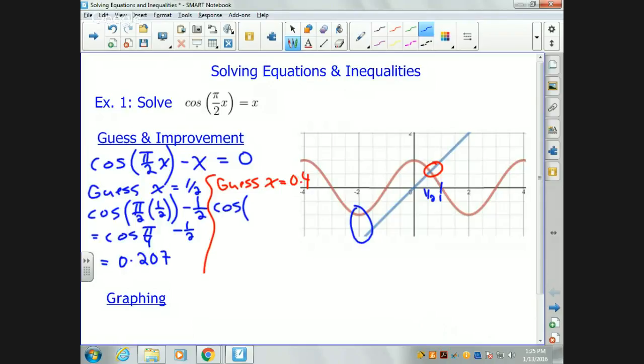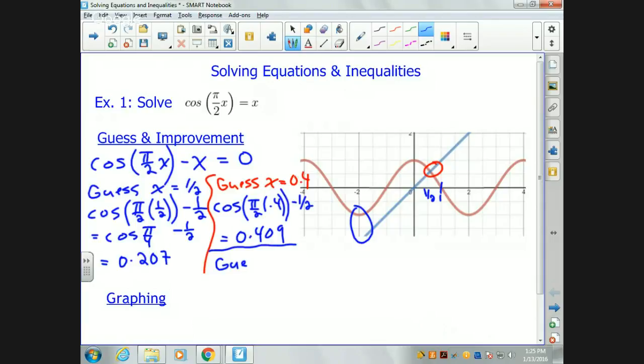So we'll substitute a 0.4 in for x. And if we do that, I get an answer of a 0.409. So we kind of went the wrong way then, right? So instead of going to the left, let's try going to the right. See if I can squeeze that in right here.